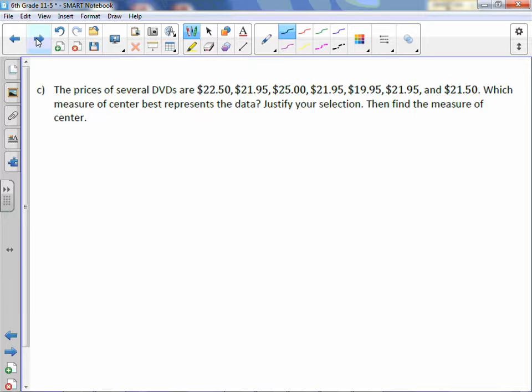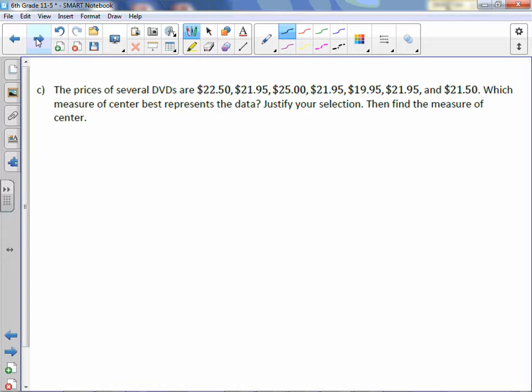Letter C. The prices of several DVDs are $22.50, $21.95, $25, $21.95, $19.95, $21.95, and $21.50. Which measure of center best represents the data? Justify your selection, then find the measure of center.